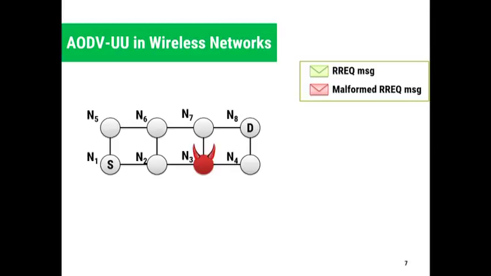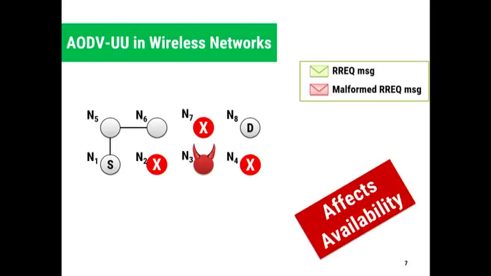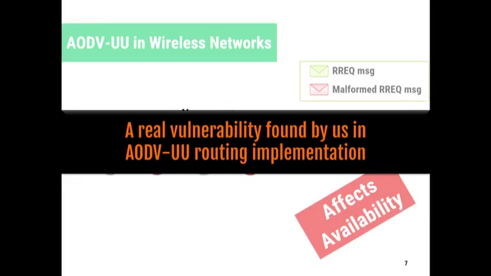Now, whoever receives this malformed message will crash while processing it. And as a result, it will create partitions in the network. And thus, it can affect the availability of your network. And this is a real vulnerability that we have found in the AODV UU implementation. Now, such incidents advocate for adversarial testing to ensure the robustness of the implementation prior to deployment.